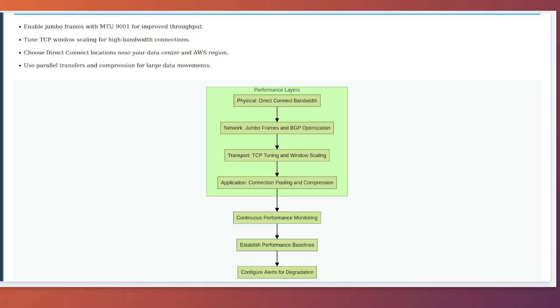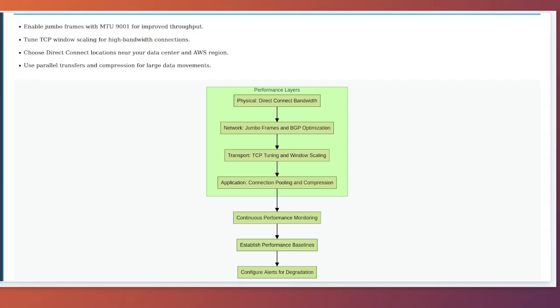To use jumbo frames, you must configure the MTU on both your on-premises router and in your VPC. All devices in the path must support the larger MTU, or packets will be fragmented, which actually hurts performance.